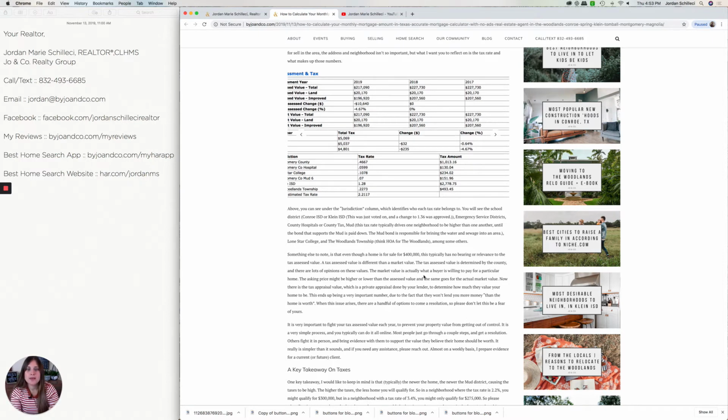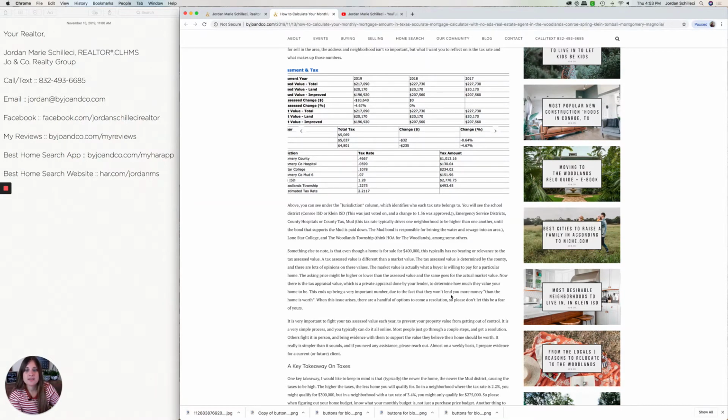Now the asking price might be higher or lower than the assessed value, and the same goes for the actual market value. Now there's the appraisal value, which is done by a private appraisal by your lender to determine how much they value your home to be. This ends up being a very important number due to the fact that they won't lend you more money than the home is worth. When the home isn't appraised for what you're purchasing it for, so it's lower, there are a handful of options to come to a resolution, so don't fear if this is something that could happen.